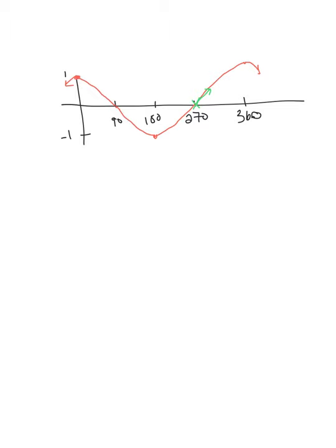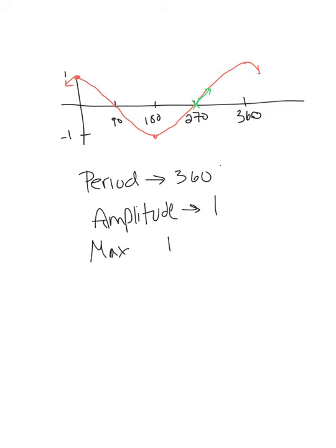They have a lot of the exact same properties. So the period for both is still 360 degrees. The amplitude for both is still 1. The maximum is 1 and the minimum is -1. So none of this is changing. Really, the only change that is made is that it starts at a peak.